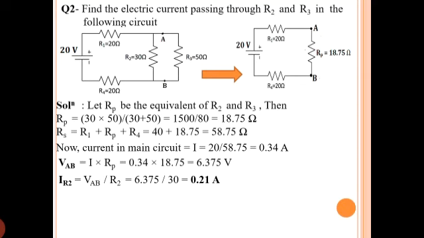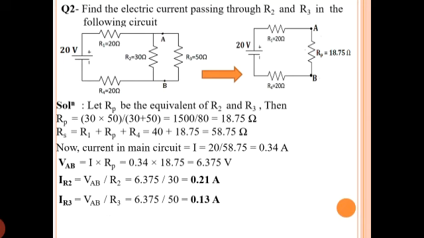Across or between A and B we have resistors R2 and R3. So if you know the potential difference between A and B, that is the potential difference for R2 and for R3, and if you know the potential difference we can find the current, because resistance is given to you. So IR2, the current flowing through resistor R2, is the potential difference across R2, that is VAB divided by R2, and we are getting 0.21 ampere.